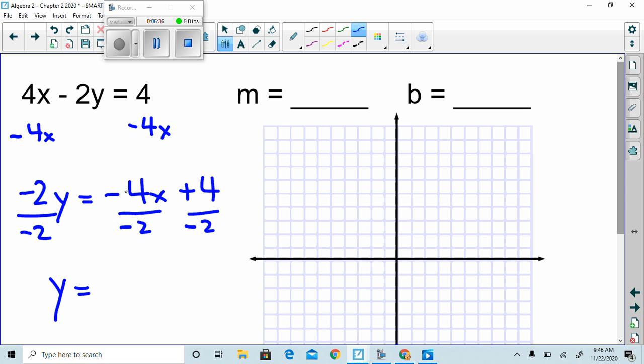Y is equal to, negative divided by negative is positive 2x, and this gives me a negative 2. Slope is 2, y-intercept negative 2. Whole number over 1, telling me I'm rising, positive is rising, up 2 over 1. Where do I start graphing from? The y-intercept, negative 2. Tells me to rise, go up 2 over 1. I want to do that again, up 2 over 1. If I wanted to extend it down, and then I connect.